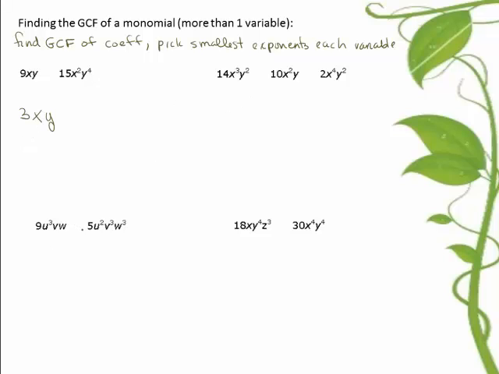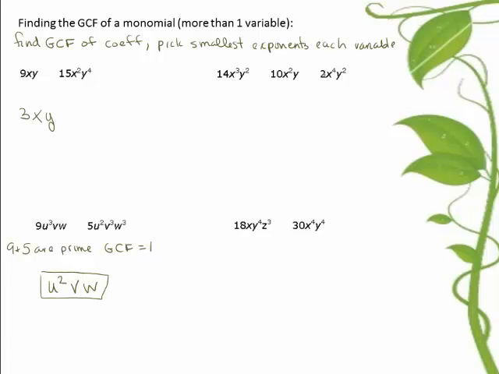Down here I have a 9 and a 5. 9 and 5 are prime. So the GCF would be 1. But I have 3 u's and 2 u's, so I can bring 2 u's. I have 1 v and 3 v's, so I can bring 1 v. I have 1 w and 3 w's, so I can bring 1 w. And so my greatest common factor will be u squared vw.